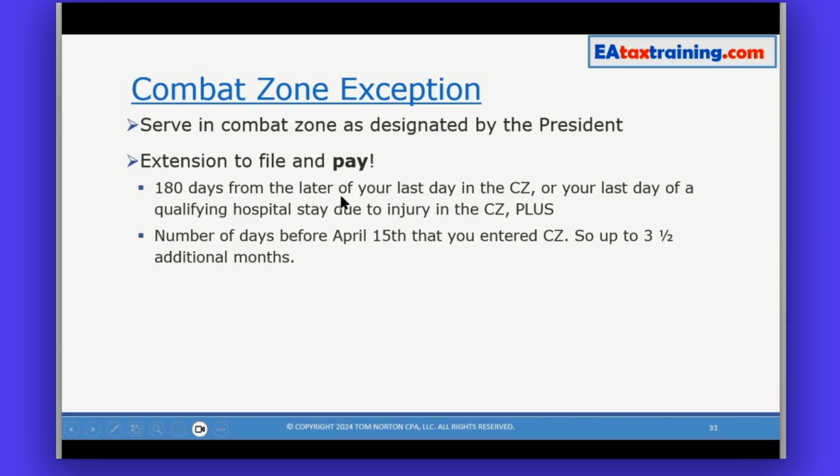That's their 2023 tax return. And they don't have to pay until then. So they don't have any interest or penalties, and they don't have to pay until they file that return.